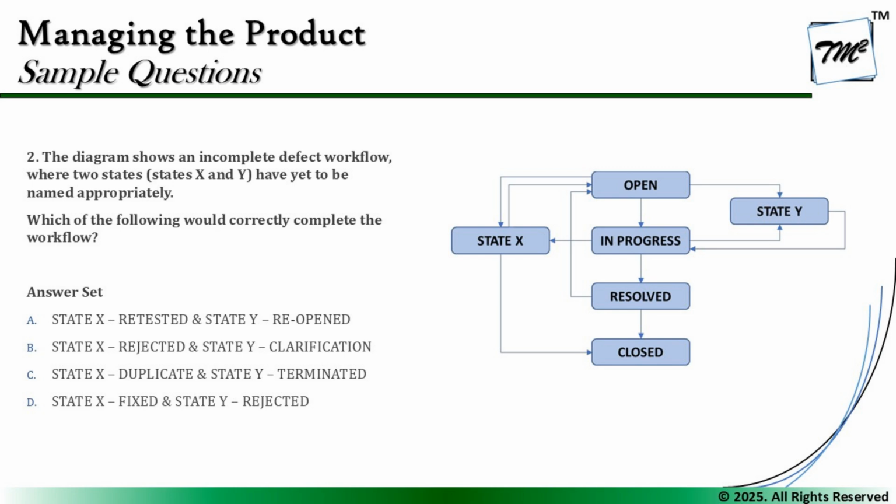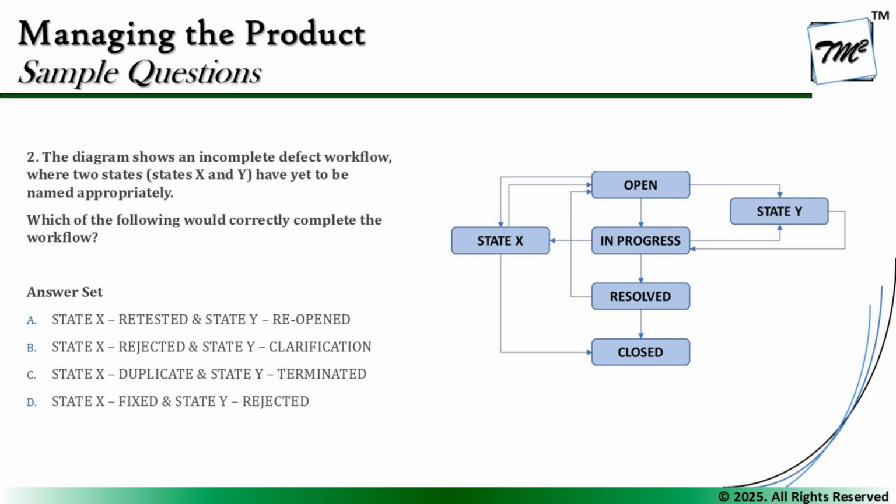Okay, so the question says the diagram shows an incomplete defect workflow where two states, X and Y, have yet to be named appropriately. Which of the following would correctly complete the workflow? If you look at the workflow, there's a state X, which comes from open and can go back to open as well. And then state X also goes to close. But of course, close being the terminal state, does not have any return path.